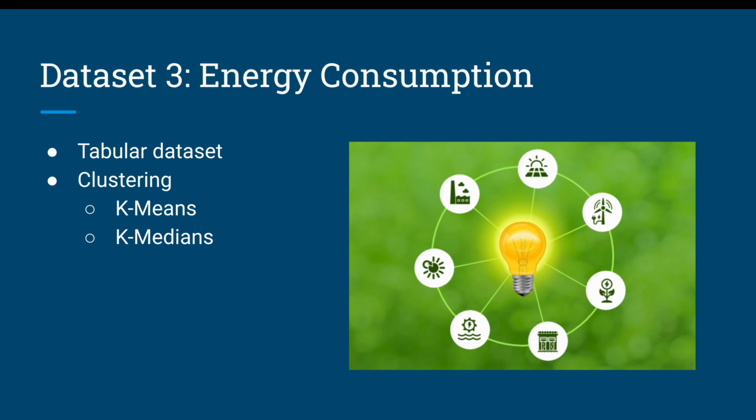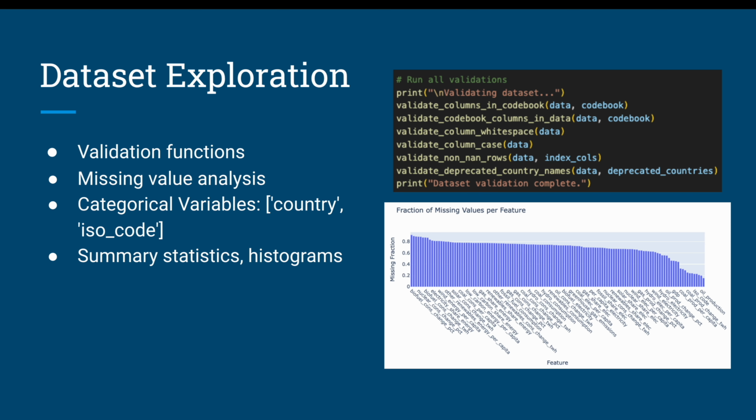Now we'll go ahead with our dataset 3, energy consumption, which is our tabular dataset where we perform a clustering task with k-means and k-medians. So for our dataset exploration, we use several validation functions as well as missing value analysis, and also find our categorical variables while representing some summary statistics and histograms, which are not depicted here but included within our notebook.